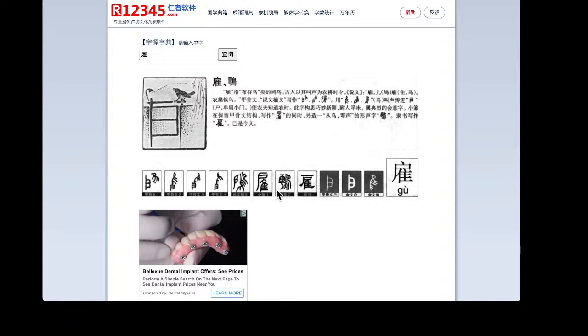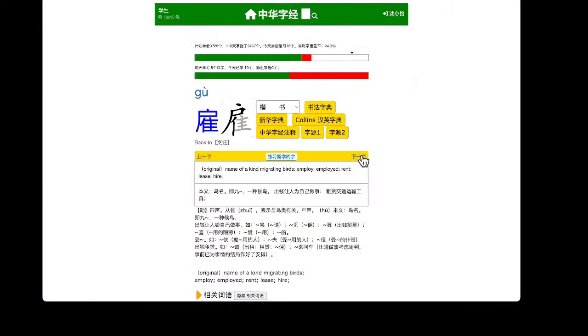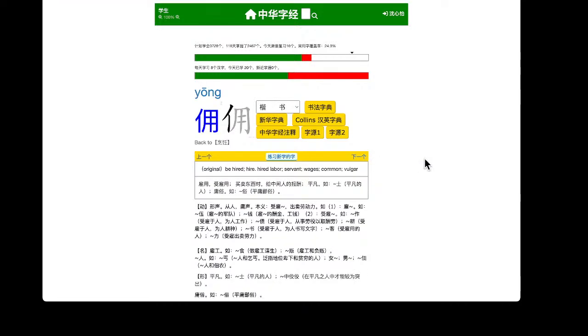So this is gu. I'm looking at the character. It's interesting, there's a bird. Okay. So this is gu. Next one, yong. Okay, yong is also hire. Okay, hire labor, hire servant. Yong. Okay. Now this is 雇工佣 basically 女佣, like a 女佣 is a female servant. Okay, 男佣 means male servant.